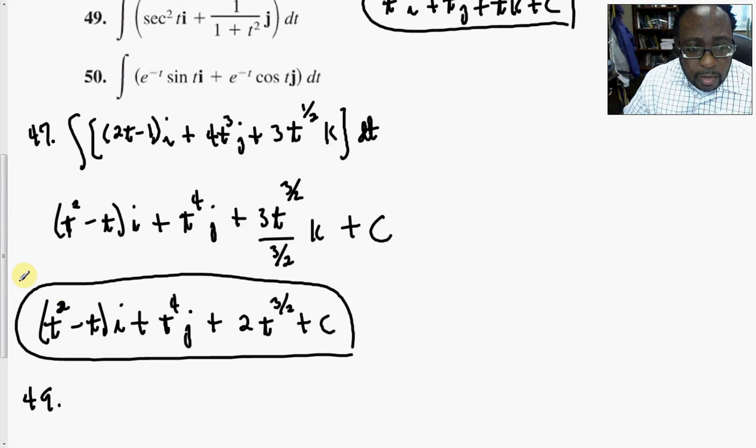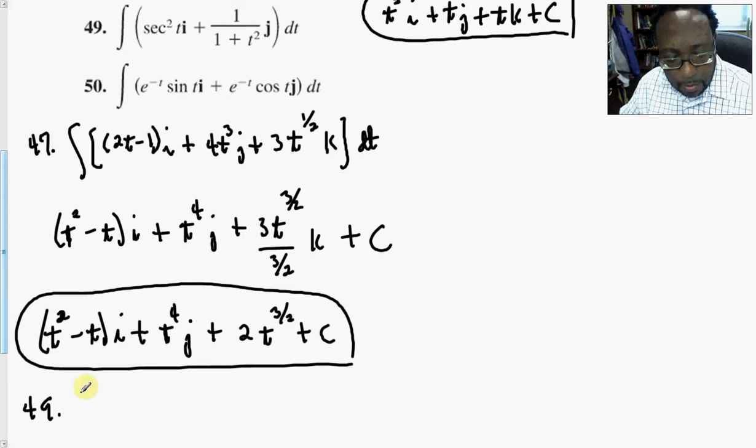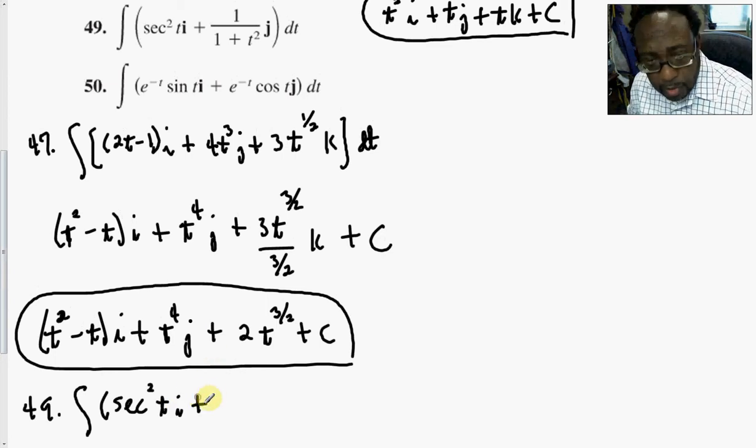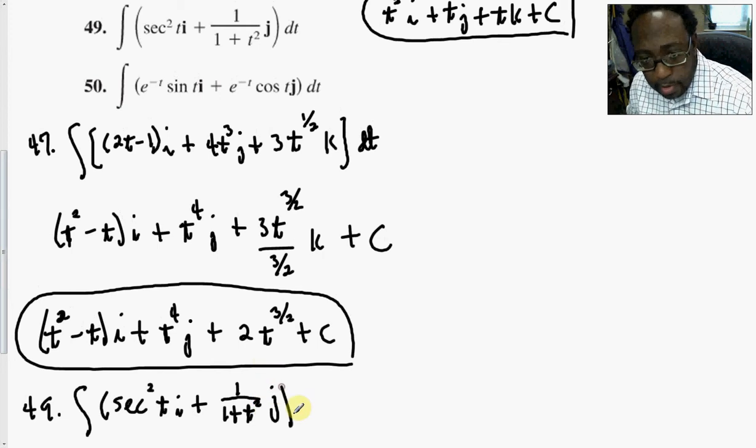Number 49, the integral of secant squared t i plus 1 over 1 plus t squared j dt.